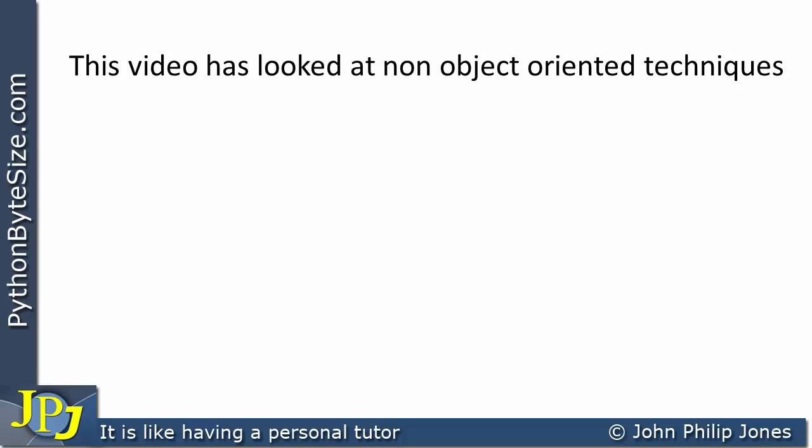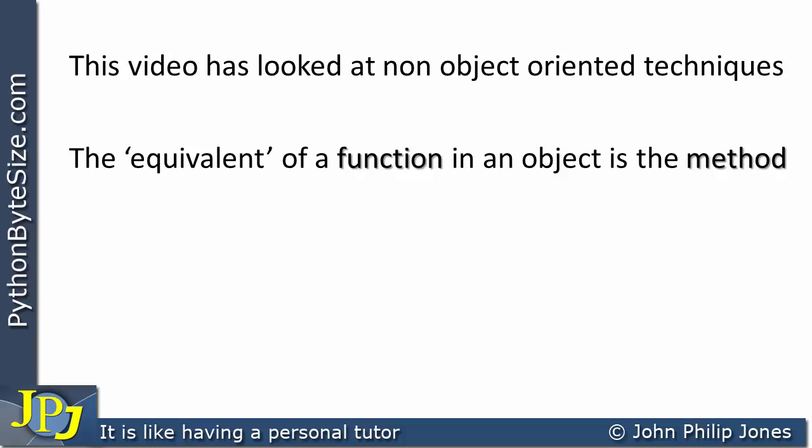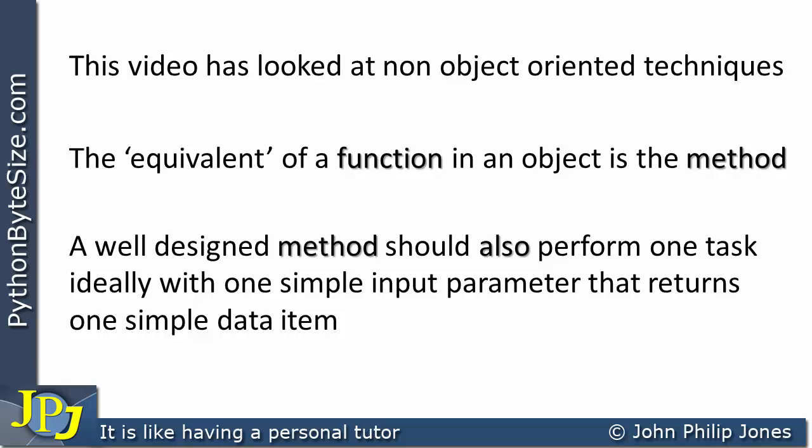Why? Because they're easier to test. Now, if we consider the equivalent of a function in an object, it's the method. And we're going to have a look at methods later in the playlist when we get on to objects. But one of the things to bear in mind here, a method should also perform one task, ideally with one simple input parameter that returns one simple data item. But we can talk about methods a little bit later in the playlist.